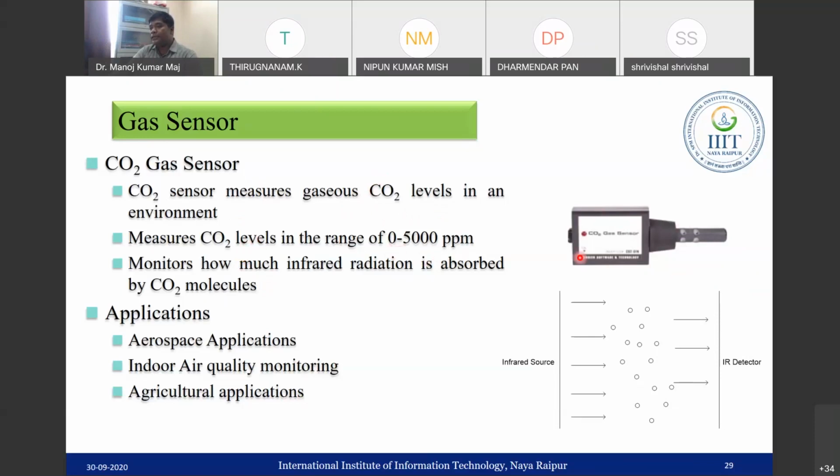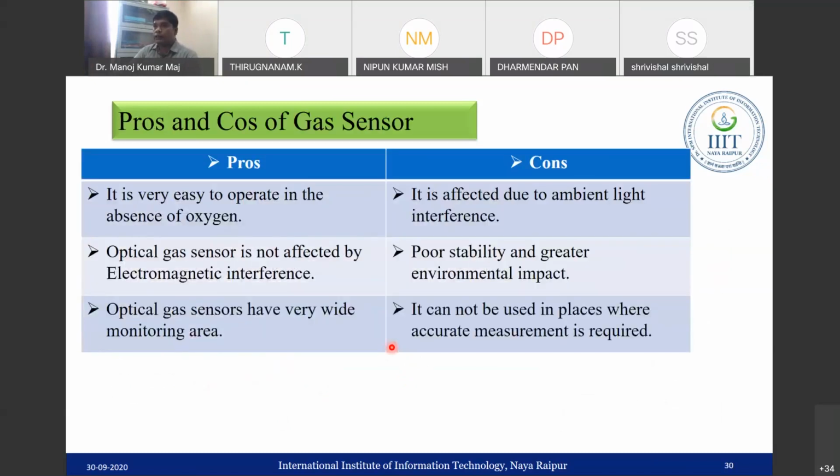You can see that this is a carbon dioxide based gas sensor which is available in the market, and we can also monitor how much infrared radiation is absorbed by the CO2 module. These kinds of sensors can be used in aerospace, indoor air quality monitoring at our home, and agricultural applications. In all these cases, we can use the carbon dioxide based gas sensor, and it is very useful for our current purposes.